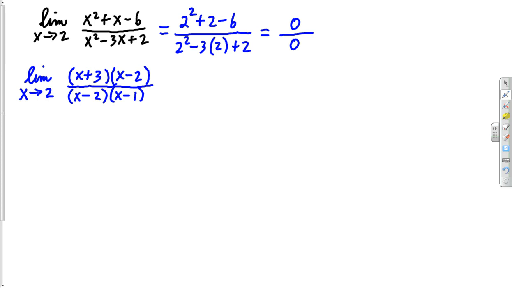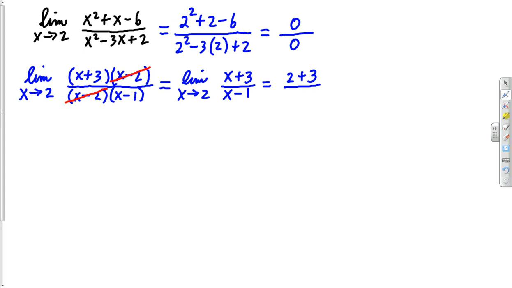Well, you'll notice right away that in the numerator and denominator, we have a common factor of x minus 2. And since we know that any factor divided by itself is 1, we can eliminate that common factor and rewrite this as the limit as x approaches 2 of the new, simpler rational function, x plus 3 divided by x minus 1.